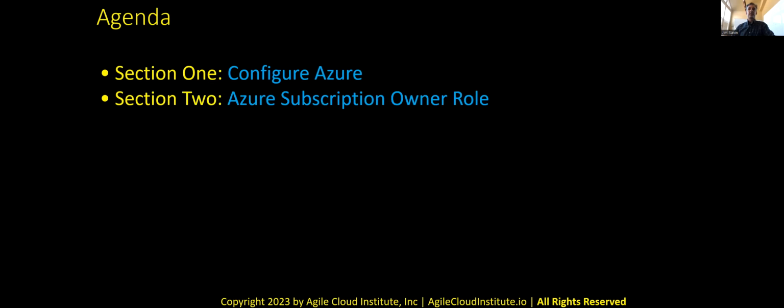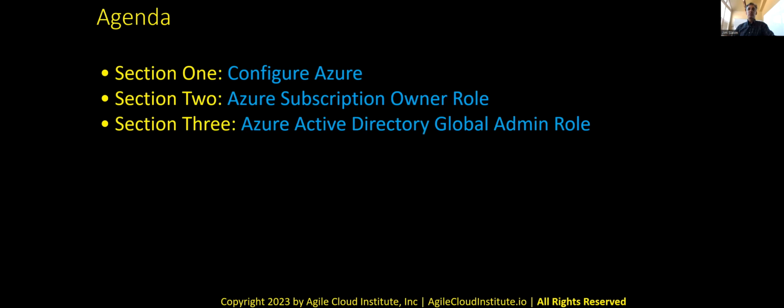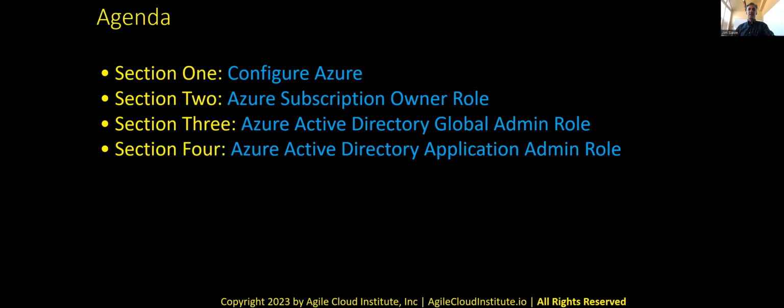The first video after this, which would be the second video overall in the series of short videos, will involve how to configure Azure. The next video will show you how to assign the Azure subscription owner role if it has not already been assigned by the automation. After that, we'll check to see that the Azure Active Directory Global Administrator role has been assigned. And then we'll make sure that the Azure Active Directory's Application Administrator role has been assigned.